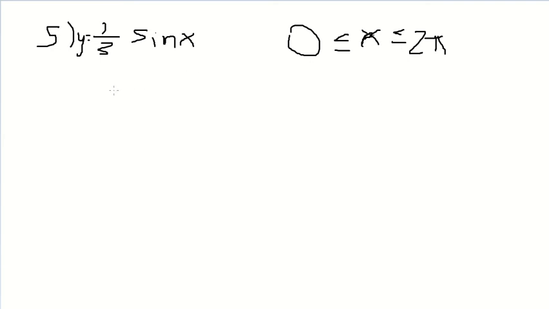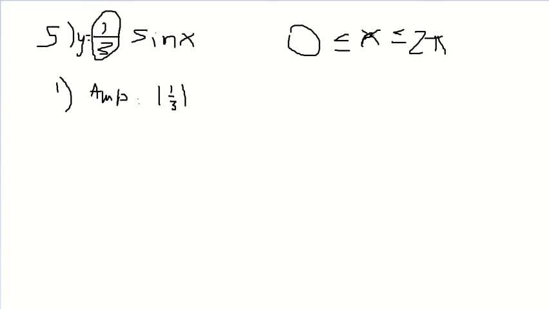And so the way we go about this is, number 1, we're going to find the amplitude. The amplitude is normally the coefficient before the sine function, and it's going to be absolute, so it's going to be 1/3. So that's just saying that the distance, whether it's positive or negative, is always going to be 1/3.